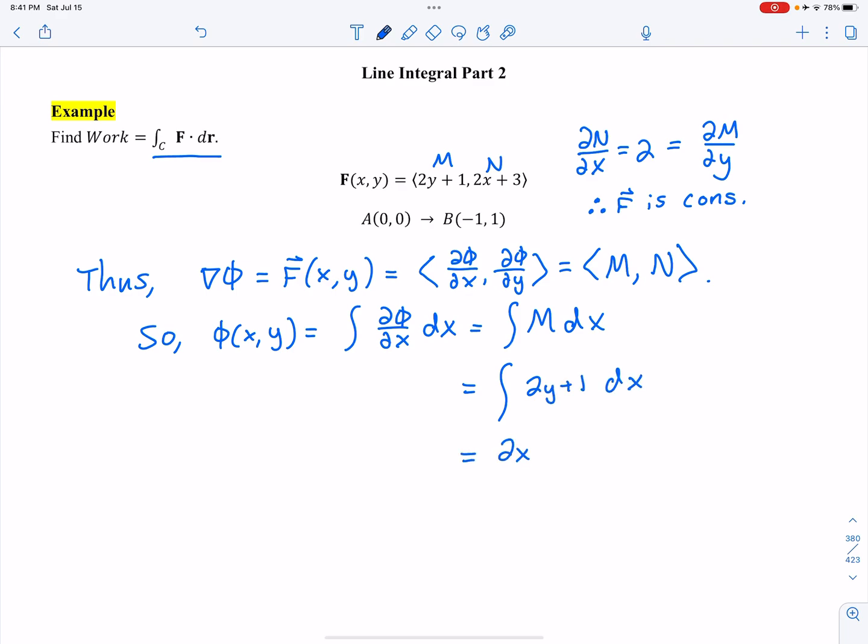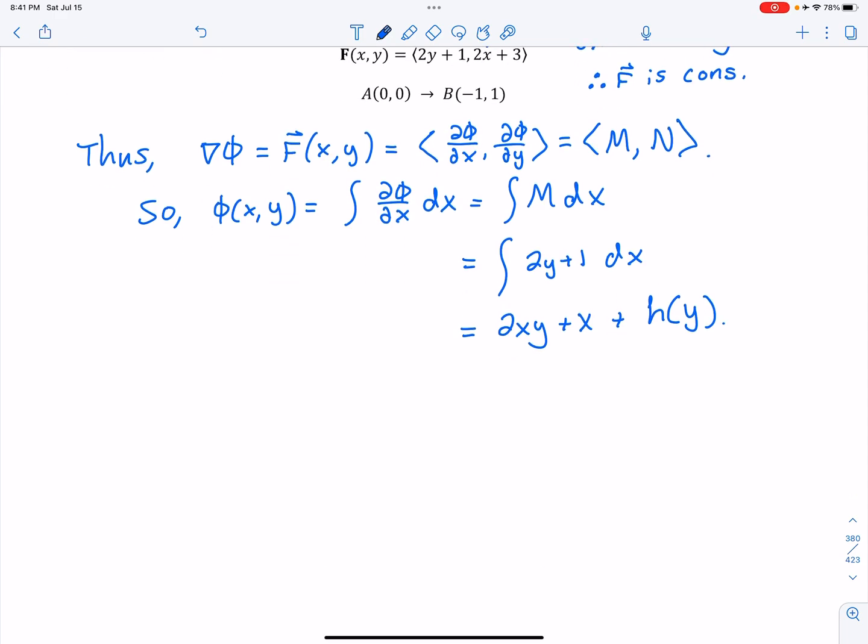Okay, that's going to be equal to 2xy plus x. And then just like before, we have h of y, because we did it with respect to x, which means there could be a y there still. All right, so we have a phi. I like to rewrite it here: 2xy plus x plus h of y.